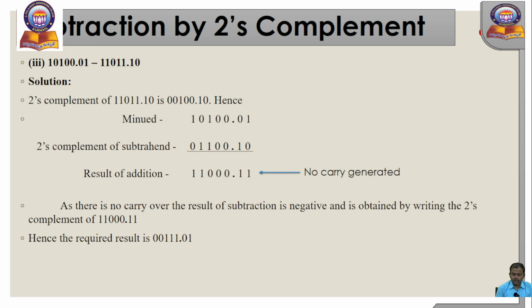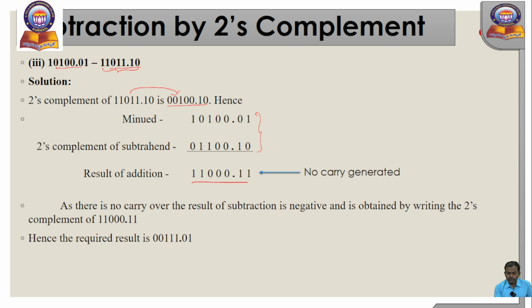Then suppose I am given numbers that include fractional parts. The same procedure is followed: first I need to convert the subtrahend to its 2's complement. Whatever we performed previously, the same procedure is to be followed. If it is 1, I replace it with 0. If it is 0, I replace it with 1. After that I add 1 to that 1's complement, and I get the 2's complement of this subtrahend. Then I add it with the minuend and the result is this one.